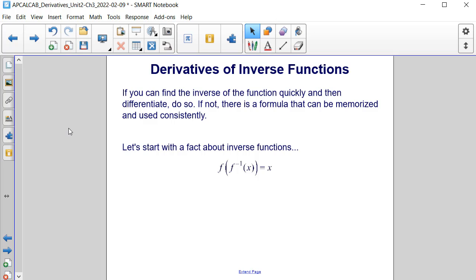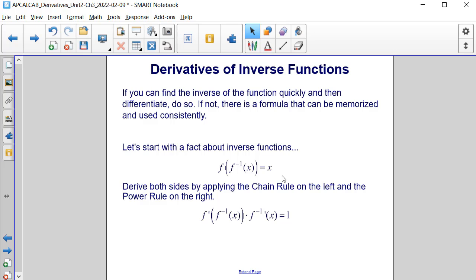If you can find the inverse of the function quickly and then differentiate, do so. If not, there is a formula that can be memorized and used consistently. Let's start with a fact about inverse functions. We know that f of f inverse of x is equal to x.